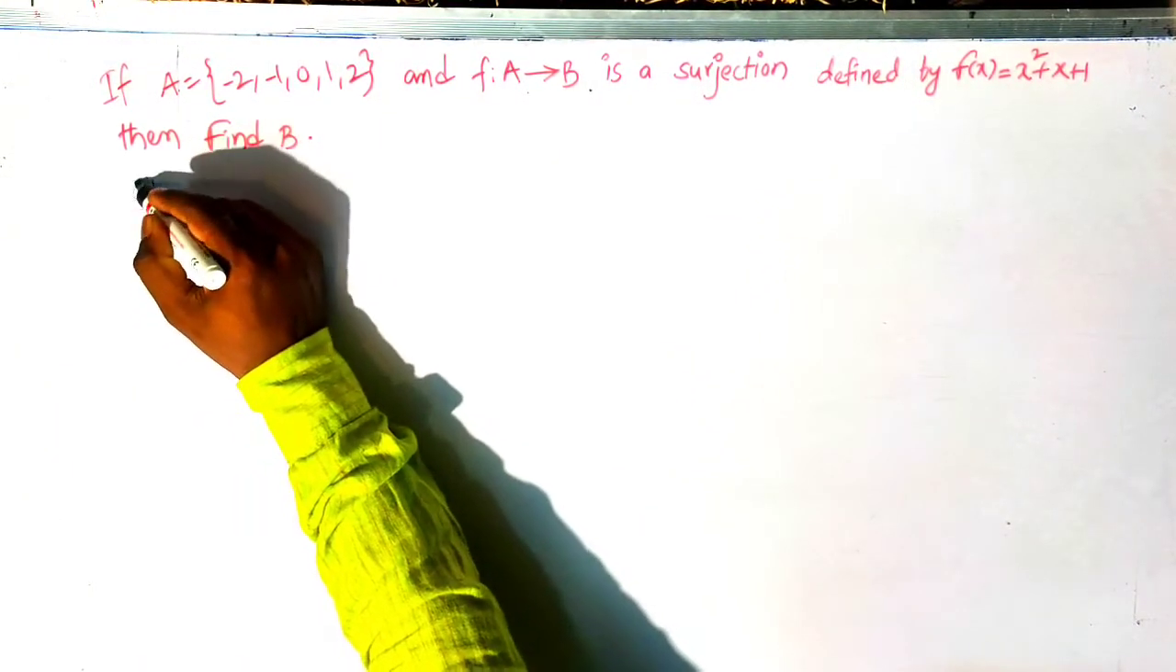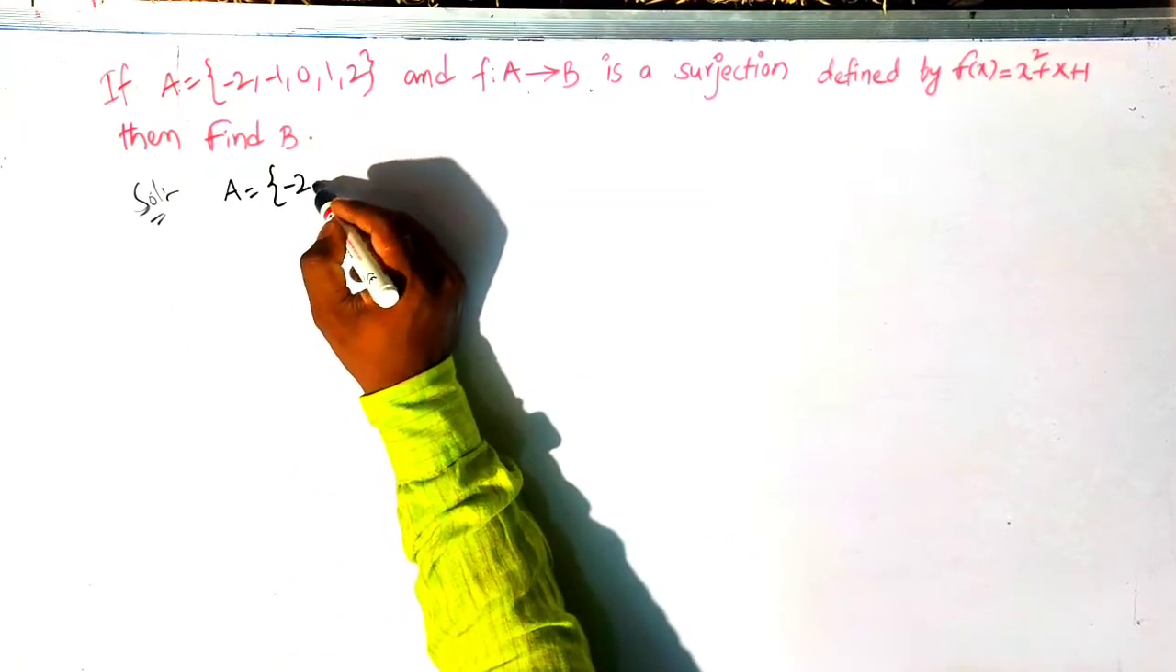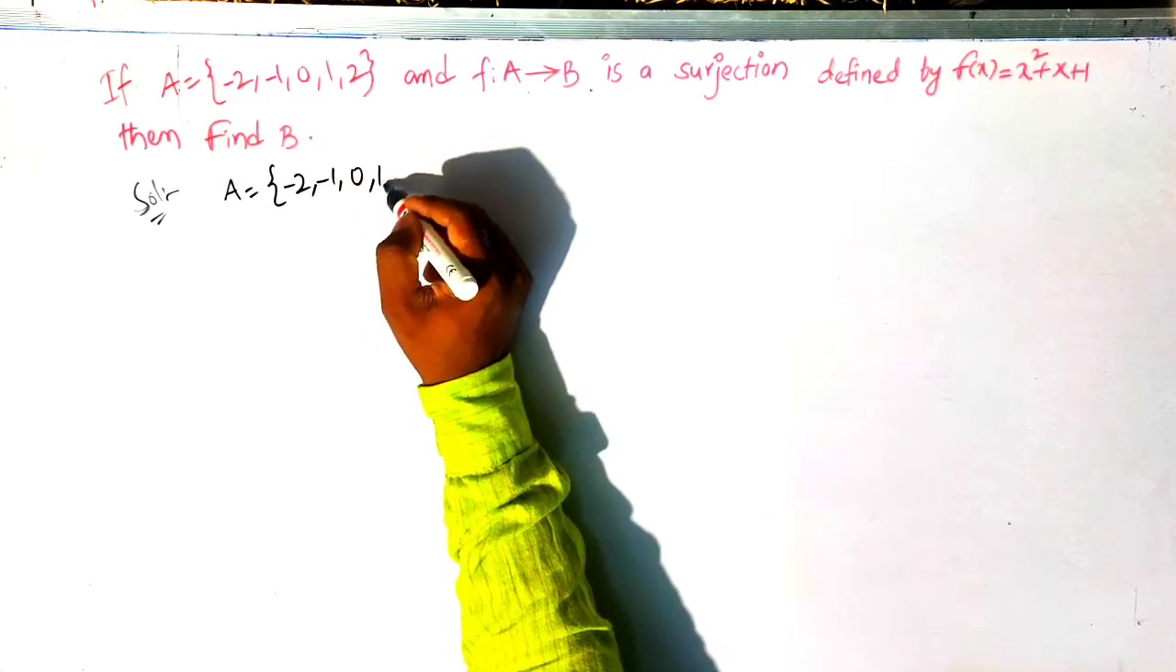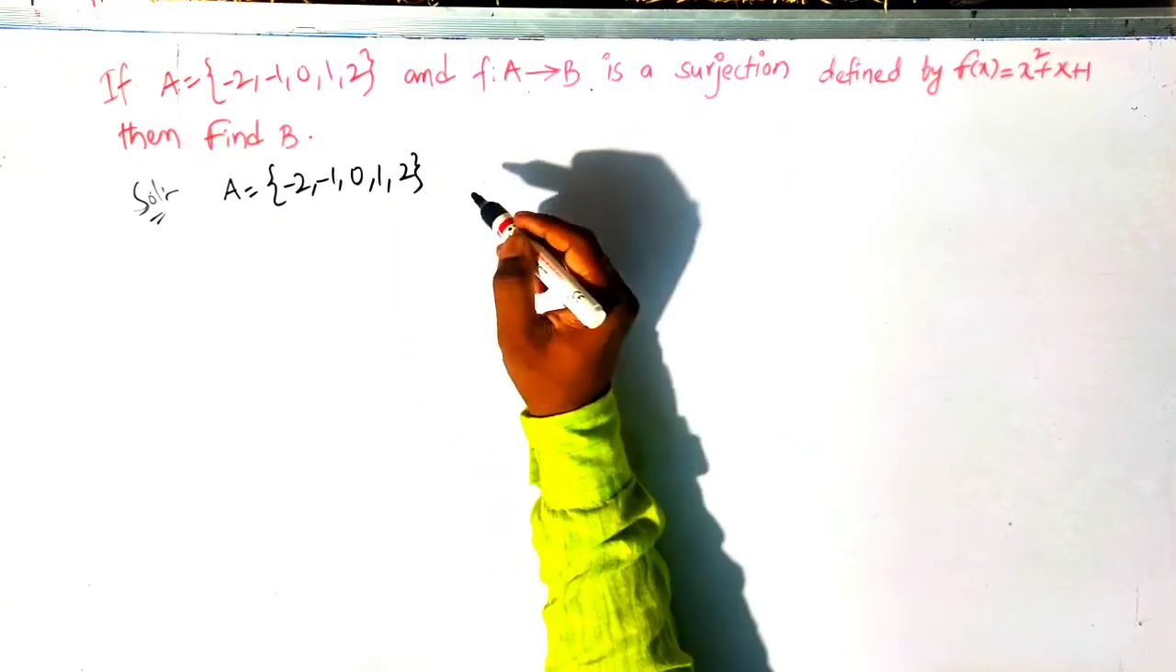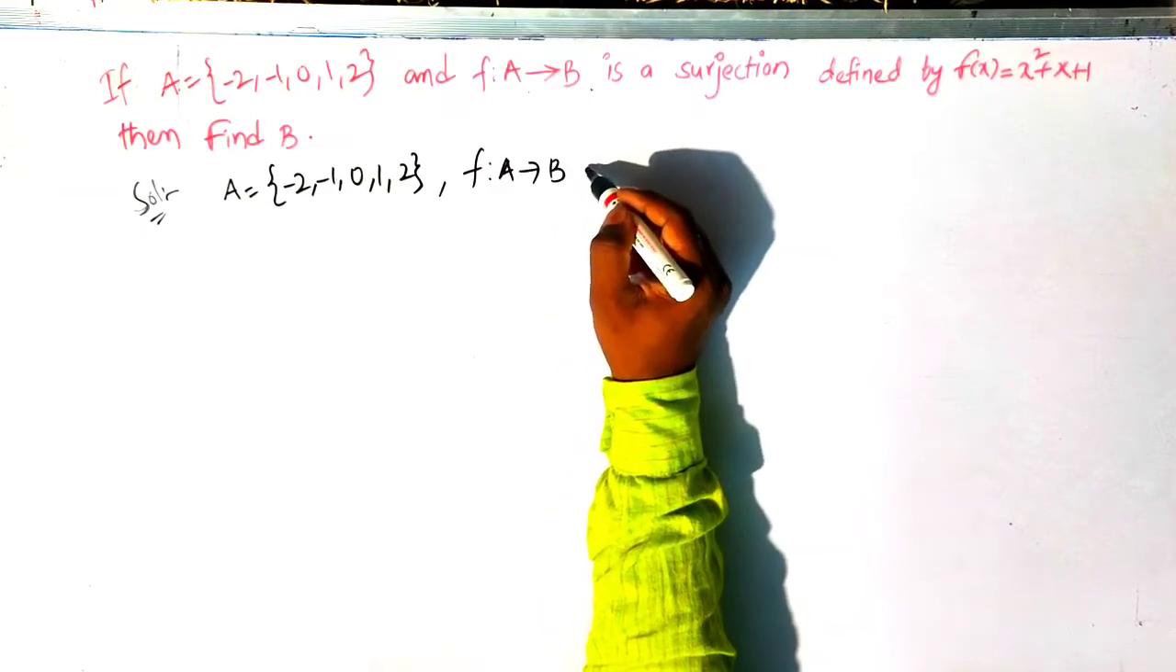So this is also the same type of problem. So we write the given values now. First of all, A equals -2, -1, 0, 1 and 2. So these are all inputs. f from A to B is a surjection.